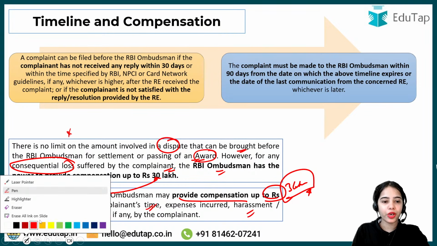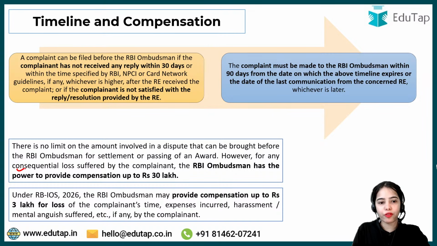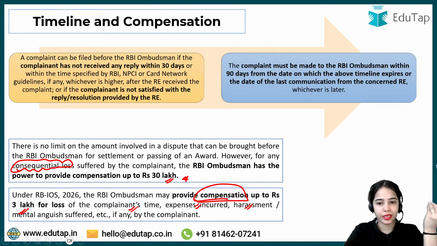So under the RBI Integrated Ombudsman Scheme, for your consequential loss, for any monetary loss or any concrete loss, you can get the compensation up to 30 lakh max. For any loss of your time, expenses, harassment, mental anguish, the compensation can be up to 3 lakh. That is the idea. Okay.